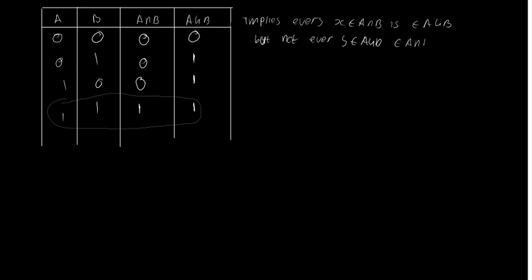Which then implies that every x that's a member of A intersection B is a member of A union B, but not every y that's a member of A union B is a member of A intersection B. So basically here we've proven that this is a subset because all the elements that are in A intersection B are in A union B, but not vice versa.